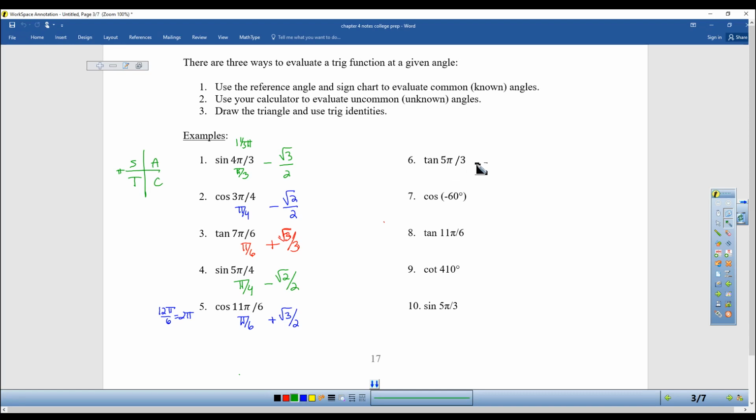Tangent of 5 pi thirds. The reference angle is pi thirds. Tangent of pi thirds is the square root of 3. And 5 pi thirds is in quadrant 4, where tangent is negative.